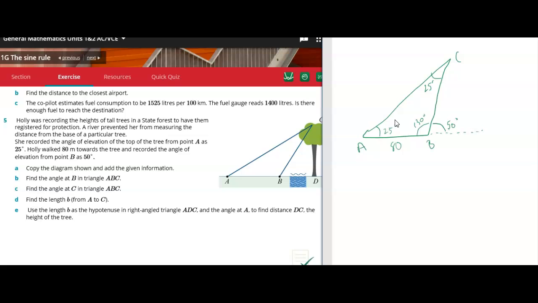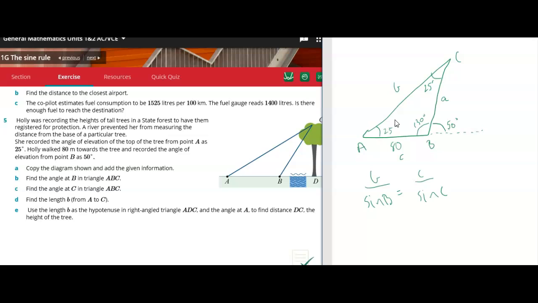Find the length B. Okay, so when we're labeling our triangle, this is going to be A, this is going to be B, and this is going to be C. So b over sine capital B equals, now we use c, the side that we have, so c over sine C. All right, so I'm sure you can do that sine rule, and I'm going to move on to E.